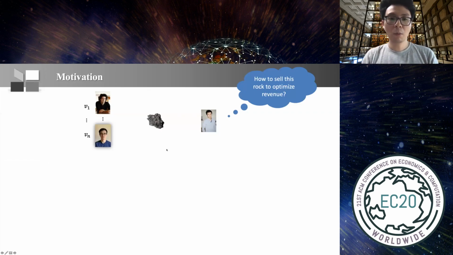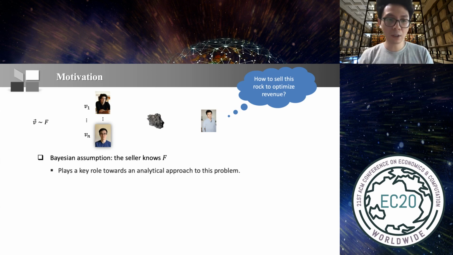So the problem we're interested in is you want to settle an auction to maximize the revenue. Here's a very simple setting. Usually the values of the bidders are private to them. If the seller does not know anything about these values, this is not even a well-defined problem. So usually you would need to make the following assumption. Namely, you assume these values are drawn from a distribution F, and the seller knows this distribution F. This is known as the Bayesian assumption, and it plays a key role towards an analytic solution to the problem.